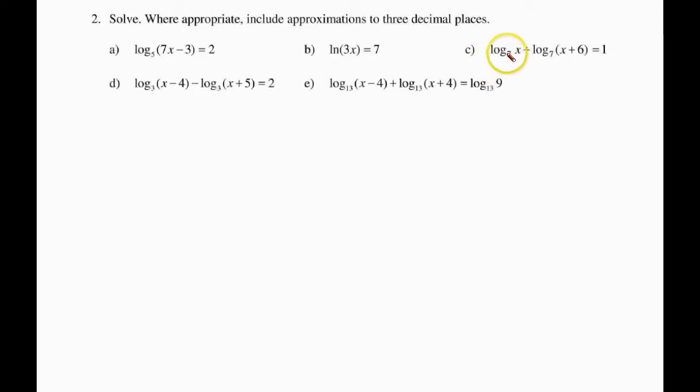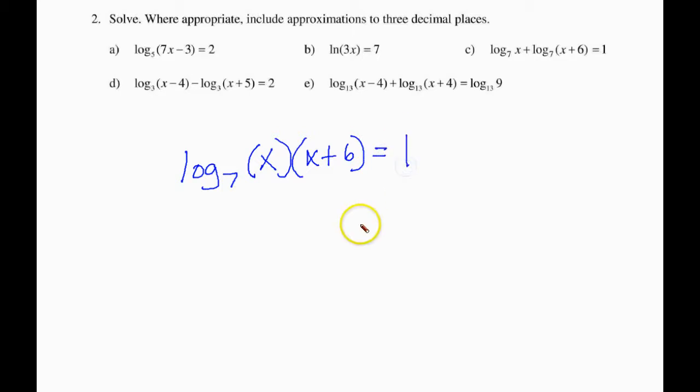Okay, now let's do letter C here. So as we look at it, it's in logarithmic form. So let's put it in its regular form. Here we have log base 7 of x times this, and that equals 1. So we're going to convert it to its exponential form. There's our base, there's our exponent, and it equals this.